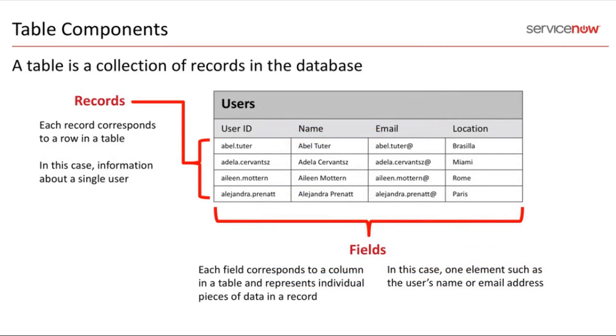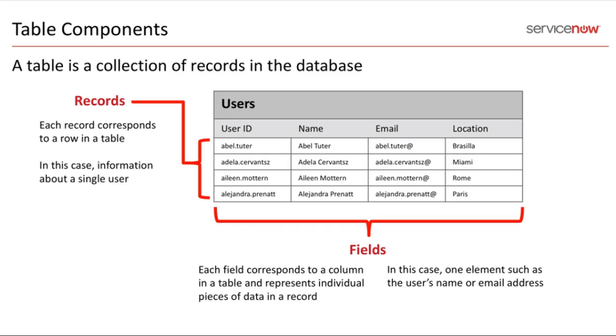So here we're looking at the user table, and we have the different records here for Abel, for Adela, Eileen, right? So these different user records are making up the user table. Remember the user table name? Sys_user. And that's the system name, whereas this is the friendly label. Which we could change, right? We can change the label, but we can't change the system name. So we have records that make up the table.